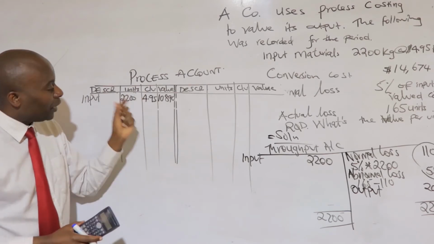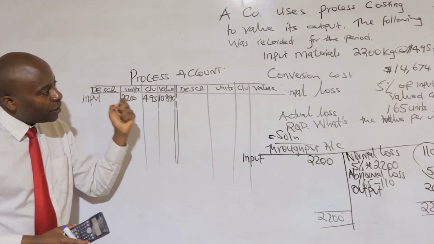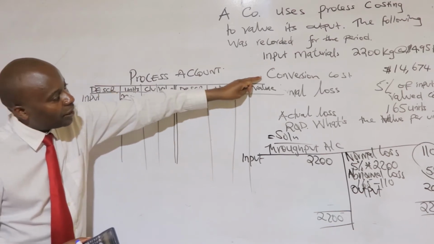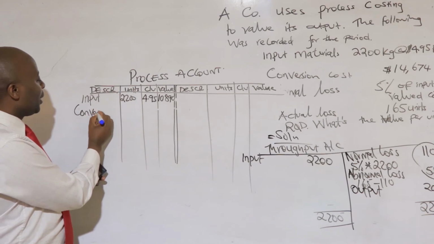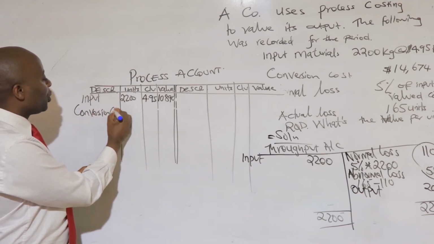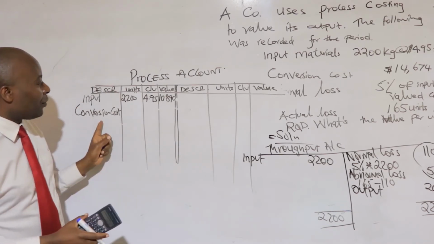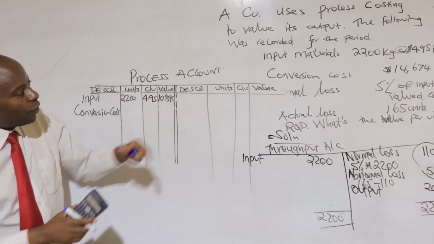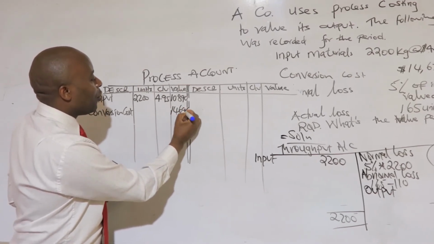Now, ladies and gentlemen, other than input, remember in the process account we normally account for all the expenses. So we have the expenditure that we incurred to procure the material. Now we'll consider the other expenses here, like conversion cost. Remember, conversion cost stands for the labor and overheads, of which they gave us a block figure of conversion cost of 14,694.